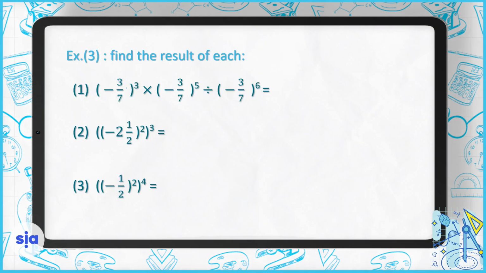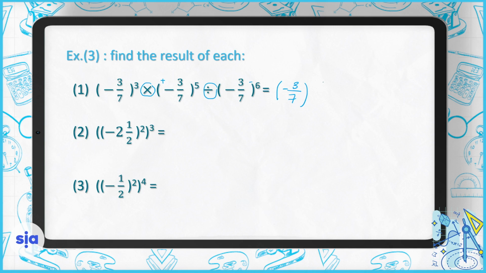Exercise number 3, it's a mix between multiplying fractions with powers and also dividing fractions with powers. As you can see here, we have the same base, which is negative 3 over 7. Then, when we multiply, we add the powers. When we divide, we subtract the powers.